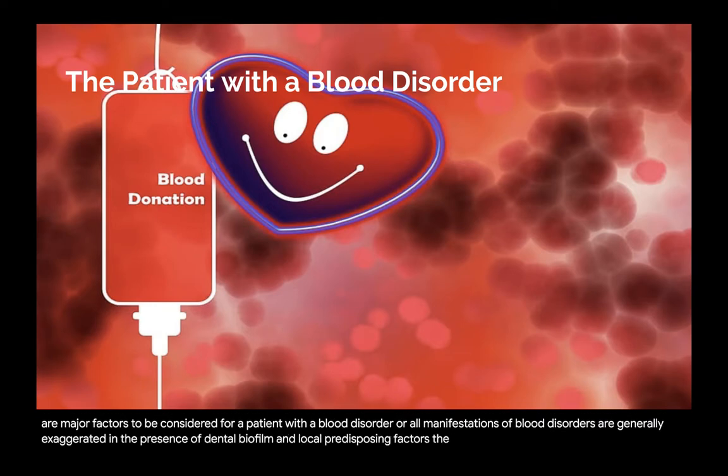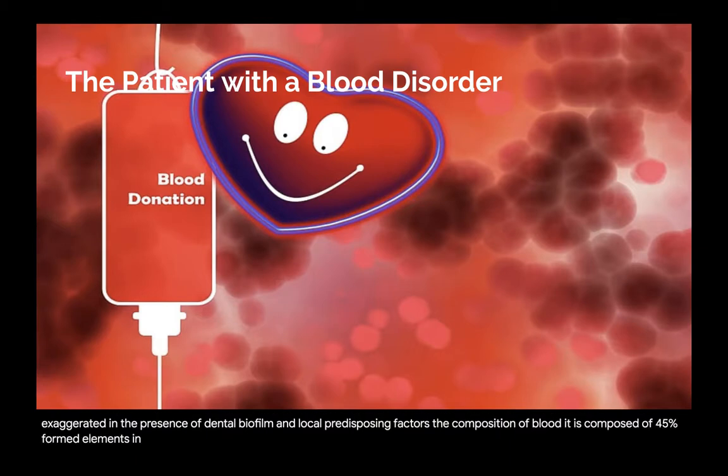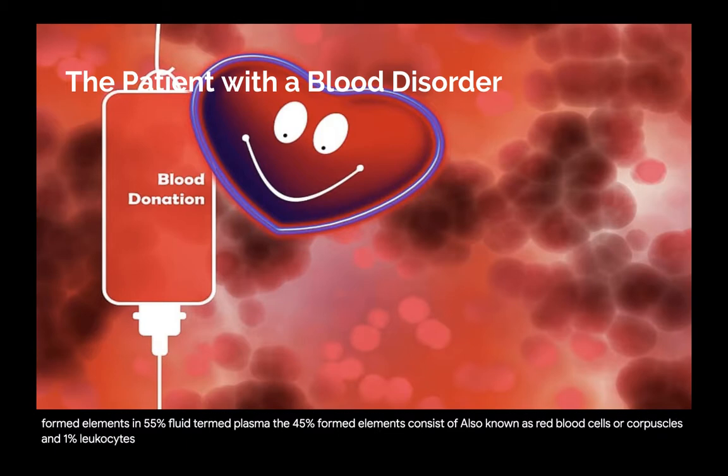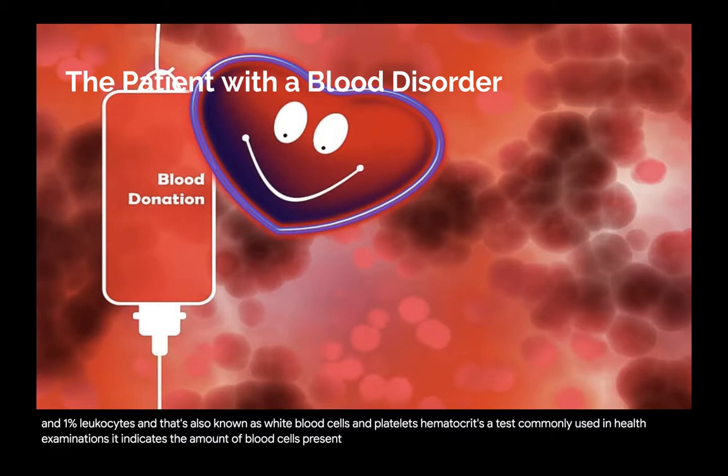The composition of blood. It is composed of 45% formed elements and 55% fluid termed plasma. The 45% formed elements consist of 44% erythrocytes, also known as red blood cells or corpuscles, and 1% leukocytes, also known as white blood cells, and platelets. Hematocrit, a test commonly used in health examinations, indicates the amount of blood cells present in a sample of blood, expressed as a percentage.